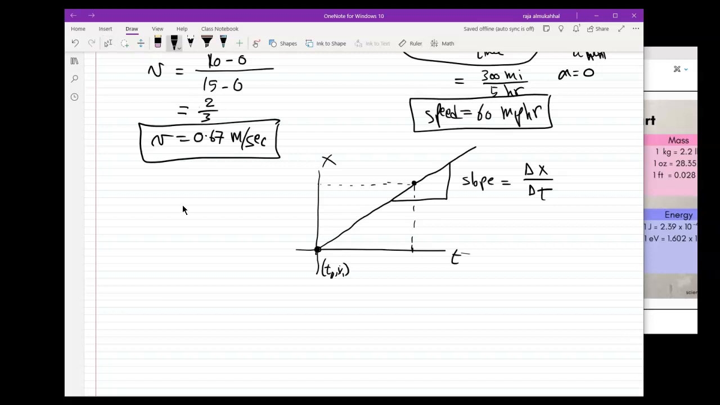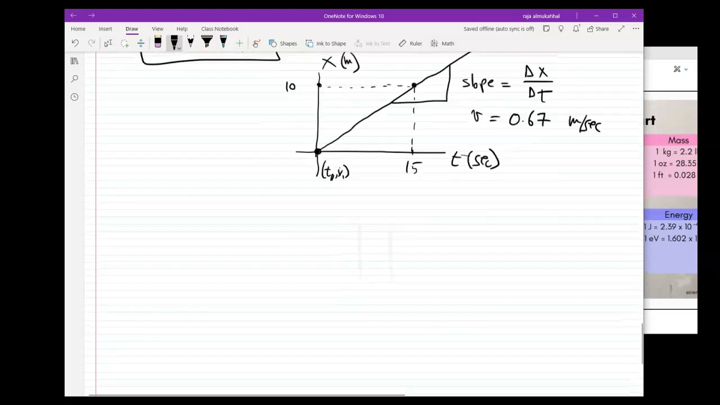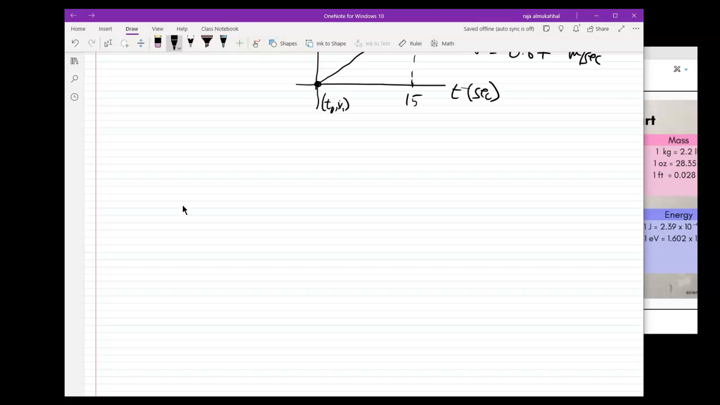So here I have 15 right here, 15 in seconds. This is all in seconds, and this is in meters. And I have here 10 meters right here. And so I can calculate the slope in this case, okay? And the slope will give me the velocity equal to 0.67 meters per second. And there we go, okay? Okay, let me give you a better example to show you how all that applies.